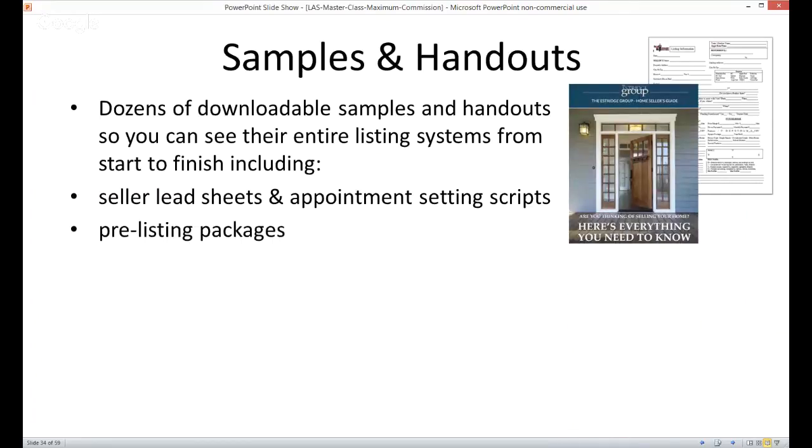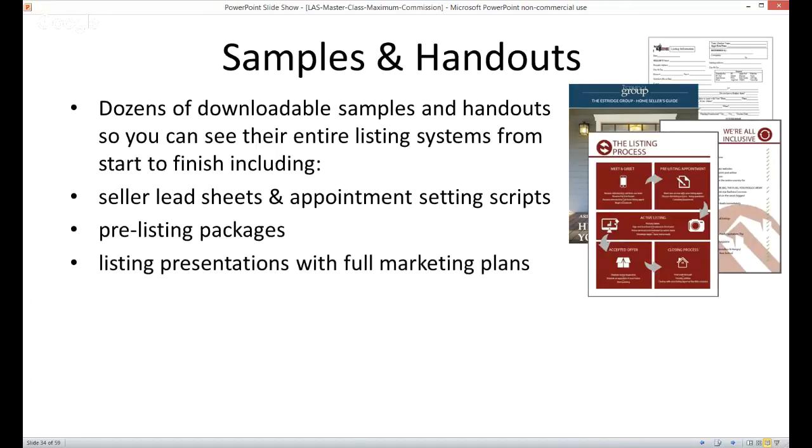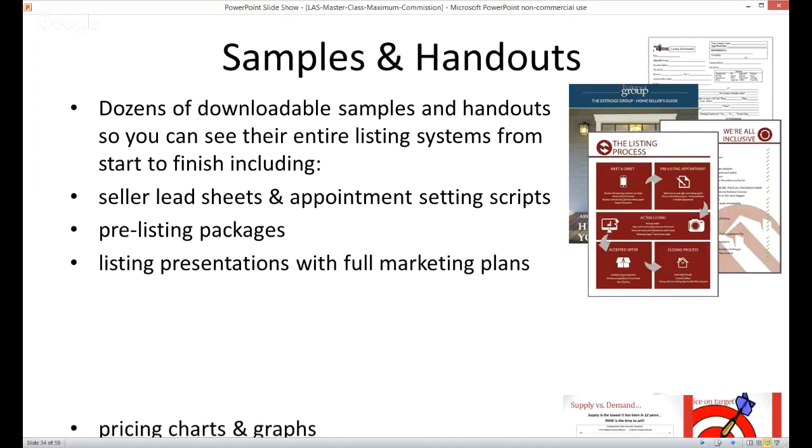And then you got pre-listing packages. What do these agents send out before they go on the appointment to pre-sell themselves to the seller? And then you got listing presentations with full marketing plans. Now, the cool part about this to me is their marketing plan is much simpler than you think. It's what most agents already are doing. It's just they describe it with much better language and demonstration.